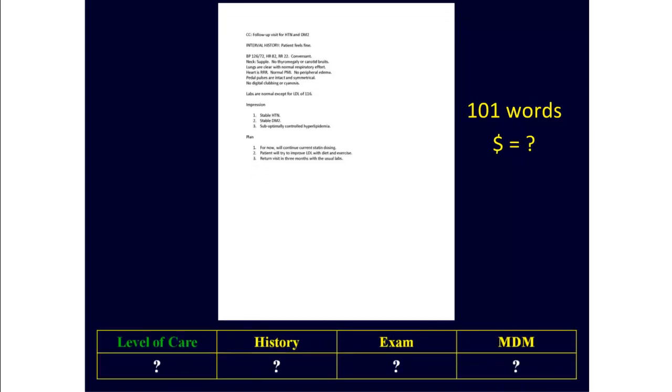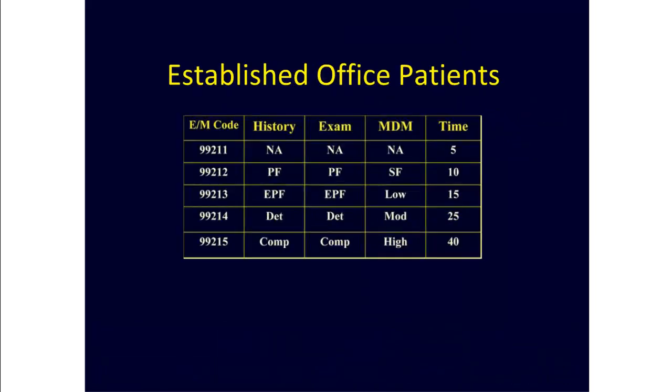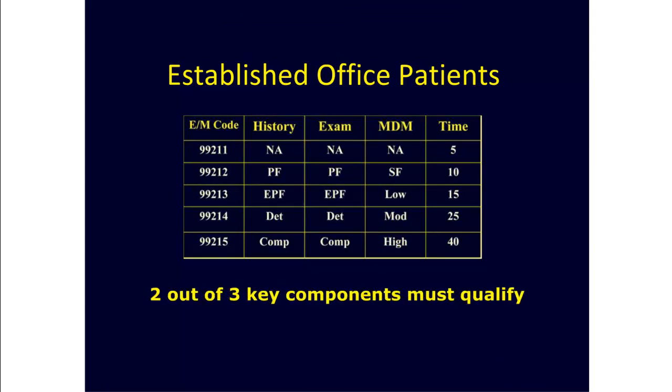This is a note for an established office patient. It contains 101 words. To figure out what it's worth, we need to determine the level of care by taking apart the history, the physical exam, and the medical decision-making, and plugging that information into this table, which shows the documentation requirements for established office patients. For these encounters, only 2 out of 3 key components are needed.